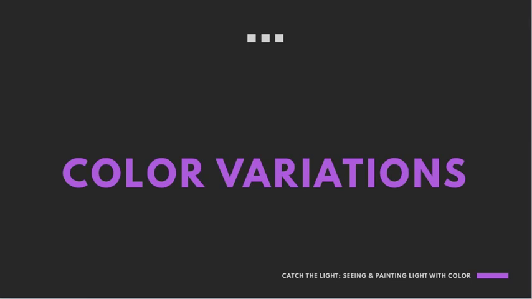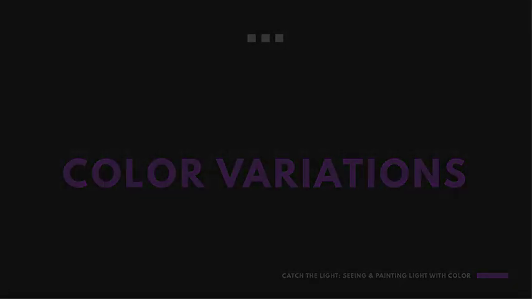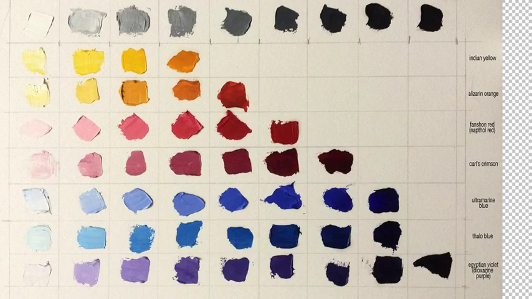So let's take a closer look at those color variations and options that we have available to work with the color palette. So here we have a chart made up of our colors, our transparent colors, the major split primaries with the addition of alizarin orange and dioxazine purple. I would strongly recommend as you go through lesson 2 that you make a chart that includes all the colors on your palette as a really strong reference tool to use later.